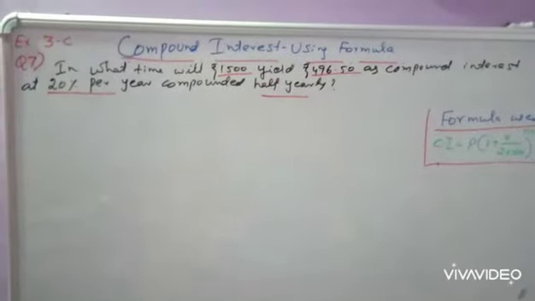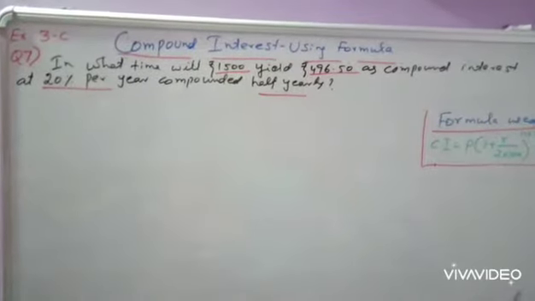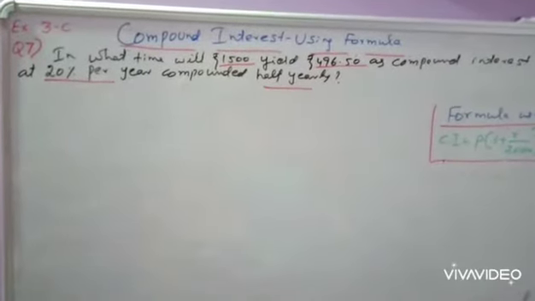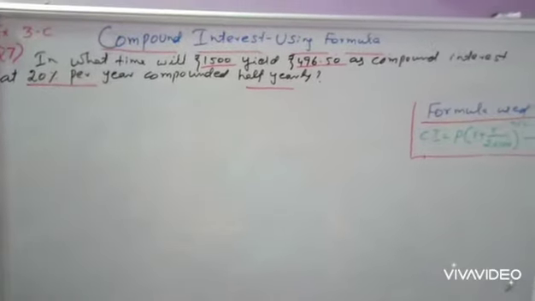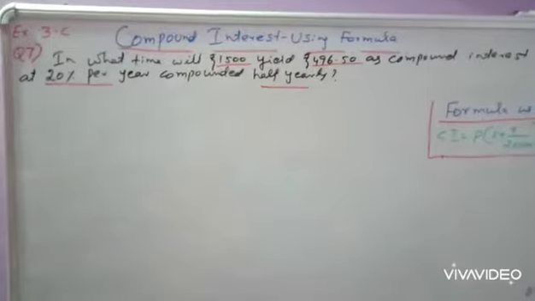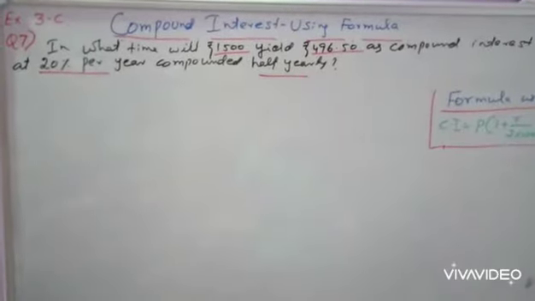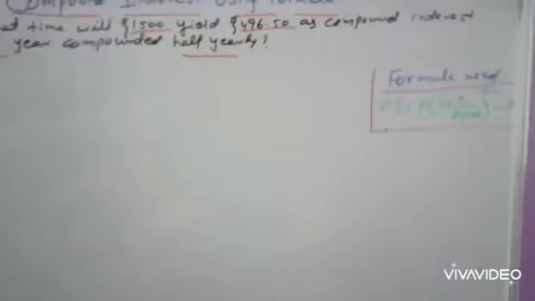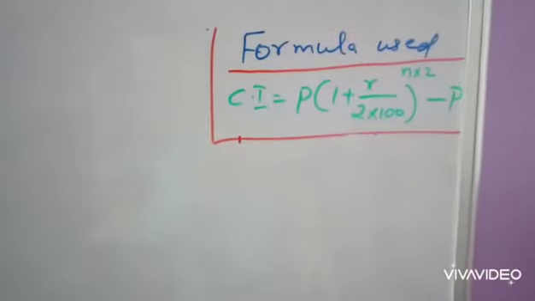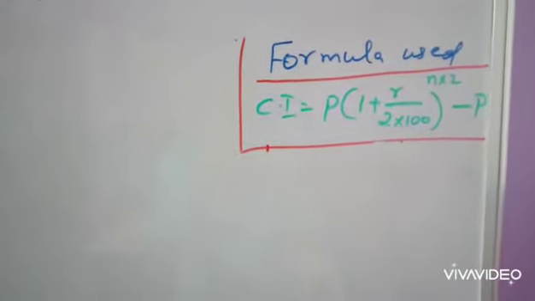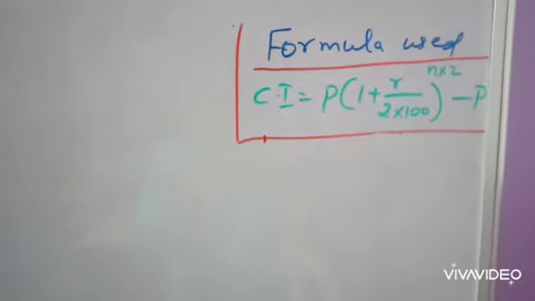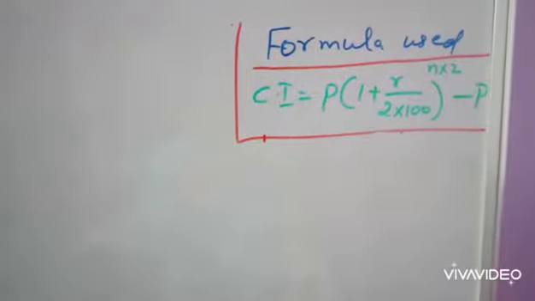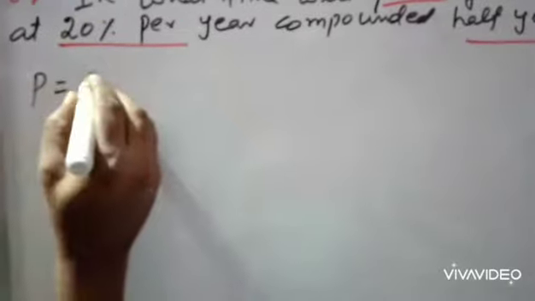Exercise 3C, question 7. In what time will rupees 1500 yield rupees 496.50 as compound interest at 20% per year compounded half yearly? So here the calculation is happening half yearly. So compound interest for half yearly equals P into (1 plus R by 2 into 100) power n into 2, minus P.